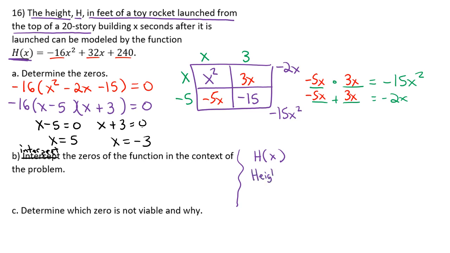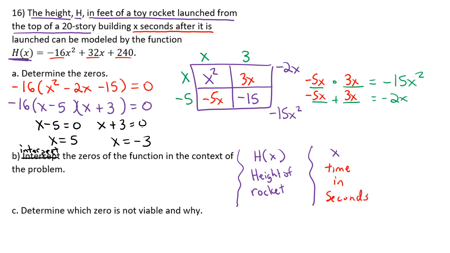Height of rocket. Right? Now the question is, well, what does x mean? Well, it's telling us in the story. X seconds it is after it's launched. So x is referring to time. X is seconds. So x is referring to time in seconds.